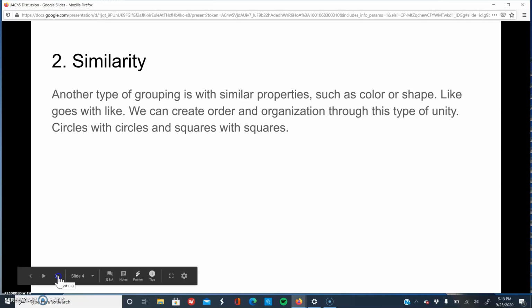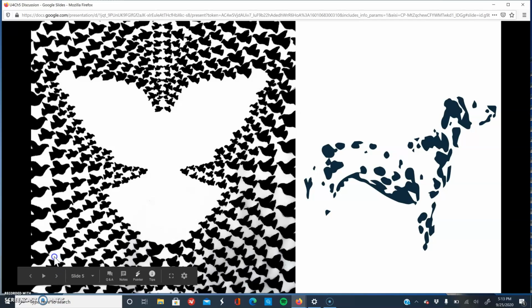So the second one will be similarity. This is a different type of grouping based on properties of your items, such as colors or shapes. They mentioned that it's like goes with like, circles with circles, squares with squares, that sort of thing. This is another way to create order and organization with this particular type of unity. So I found a couple of cool examples.